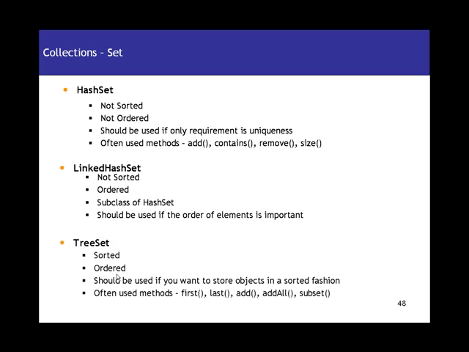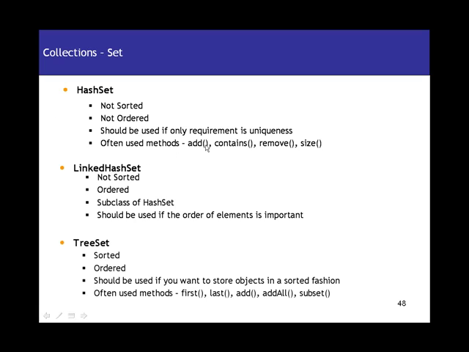Next, set. We've seen that sets are nothing but lists of unique items, right? And the set implementations are not all ordered. So let's have a look at the different implementations we have. The first is hash set. Hash set is not ordered, not sorted, right? And it should be used only if the requirement is uniqueness. If the only requirement you have is that all the elements in this group should be unique, and you don't have any other complex requirements, simply go for sets, right?